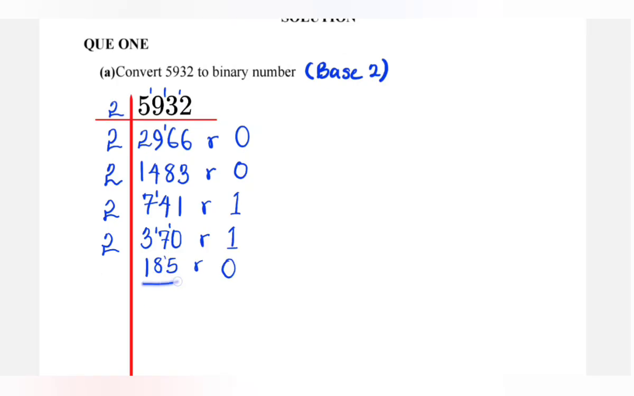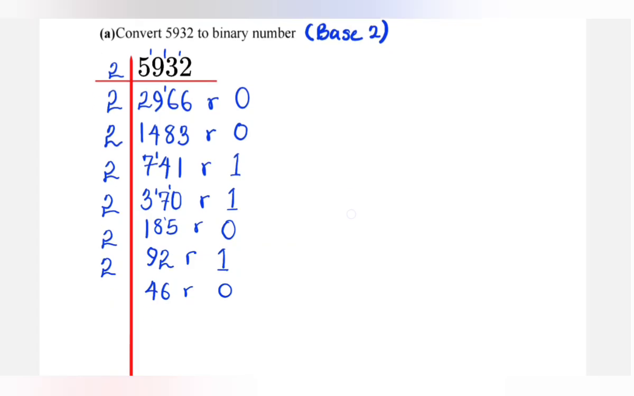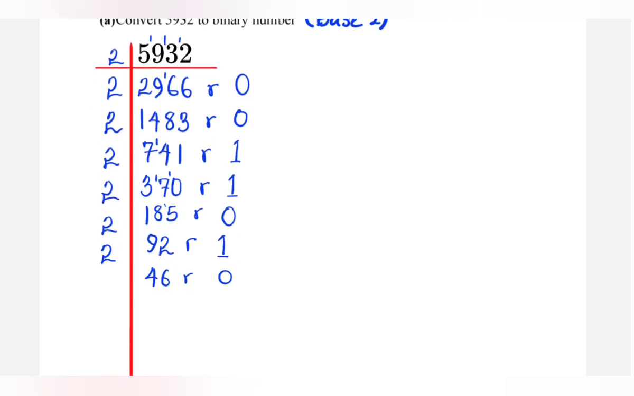So we go again. 2 in 185. 2 in 185, in 18, we have 9. And in 5, we have 2, then remainder 1. 2 in 92 also is going to be 46, remainder nothing, 0. Then in 46 as well, we have 23. We go 2 again, we have 23, remainder 0. Then we use 2 again.